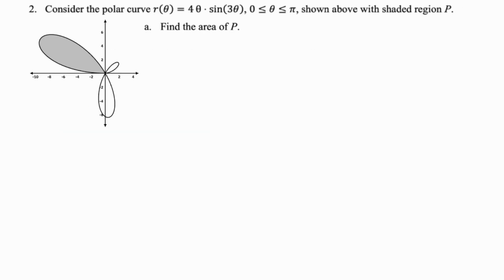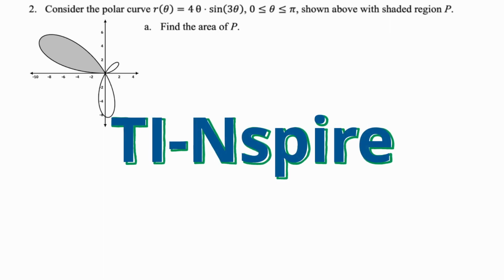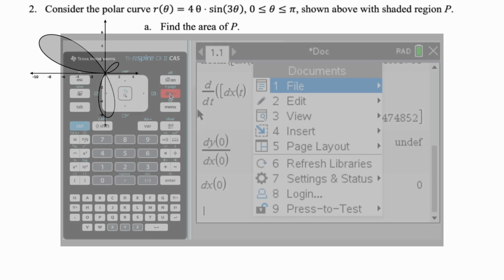Consider the polar curve r of theta equals 4 theta times sine of 3 theta between 0 and pi, shown to the left here, with shaded region P, and we want to find the area of P. So to find the area of P, I'm going to need to know when P starts, when P stops, and then I will just set up my integral for that. So I'm going to switch over to the calculator, and you can watch what I do. Here we go.